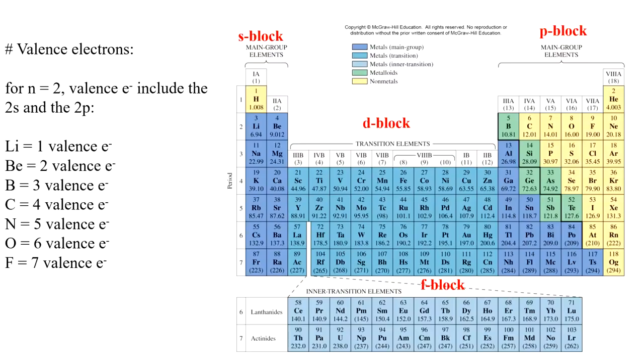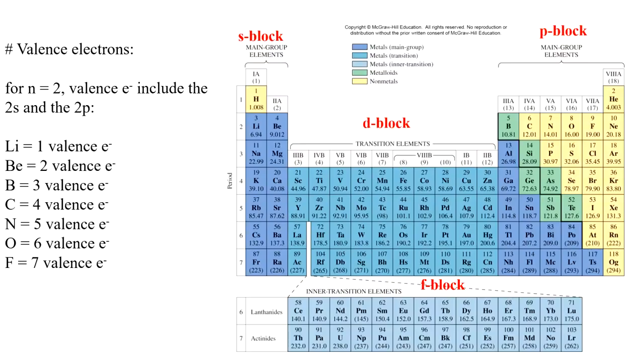So lithium has 1 valence electron going into the 2s. Beryllium has 2 electrons going into the 2s. Boron, which is element 5, has 2 electrons in the 2s and 1 in the 2p. That's 3 electrons, so these are the 3 highest energy electrons. Carbon has 4. 4 of its 6 electrons are these high energy ones. So we've got two 2s's and two 2p's.